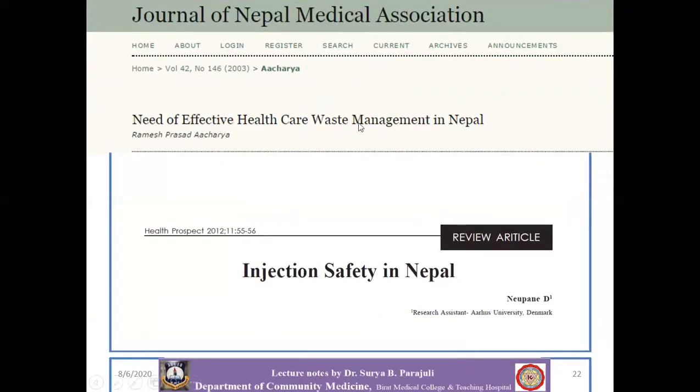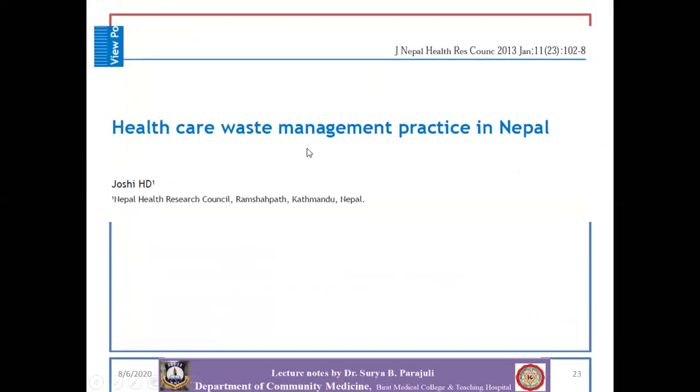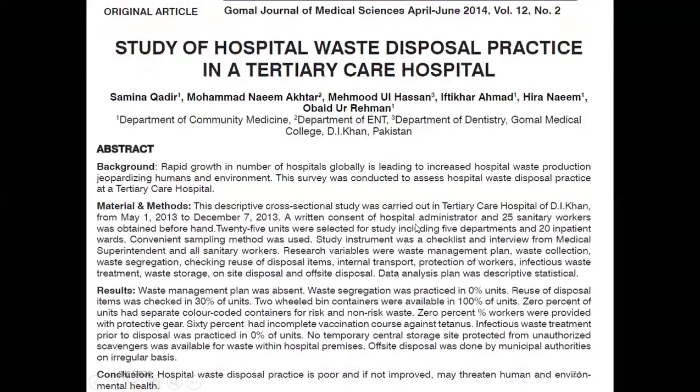So we need effective healthcare waste management in Nepal. We need injection safety in Nepal. These are some of the articles published in different journals related to healthcare waste. If you are interested, you can go through these articles for more knowledge. This is one of the interesting domains for post-graduation too. Healthcare waste management practice in Nepal was published by a researcher from Nepal Health Council. The study of hospital waste disposal practice in a tertiary care hospital is another research. If you are interested, you can read.